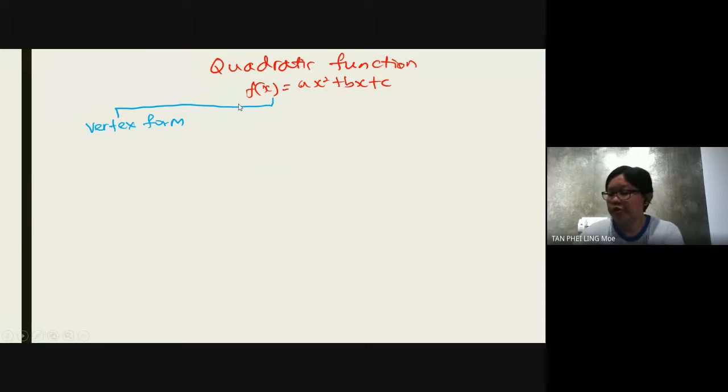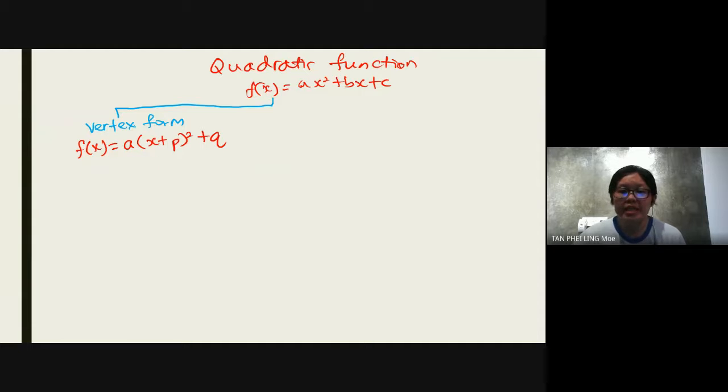All right. So vertex form here means we will have the general form, which is a(x plus p) squared plus q. So this is your vertex form. Vertex form mainly is to express in this form. Then you call it a vertex form. Why? Because it can give you the vertex.